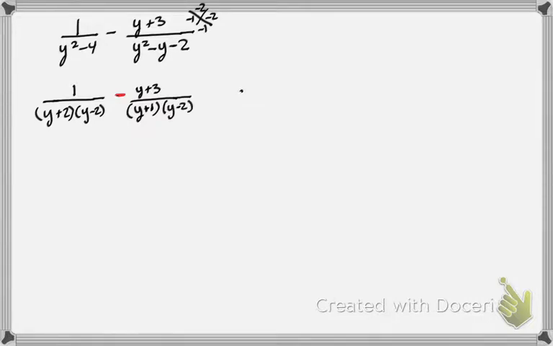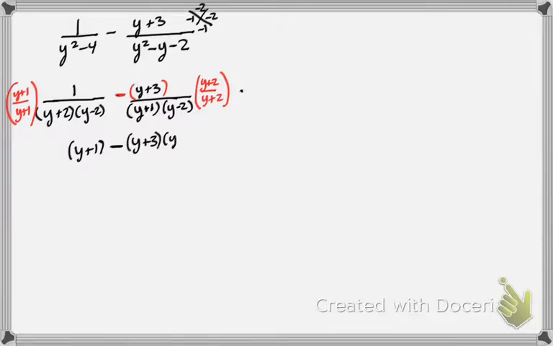So on the first fraction, we have to multiply by what? What's it missing? y plus 1 over y plus 1. What are we missing in the second one? y plus 2 over y plus 2. Now here, we get a y plus 1, then there's a minus y plus 3 times y plus 2. That's the new numerator, all over the common denominator, y plus 1, y plus 2, times y minus 2.